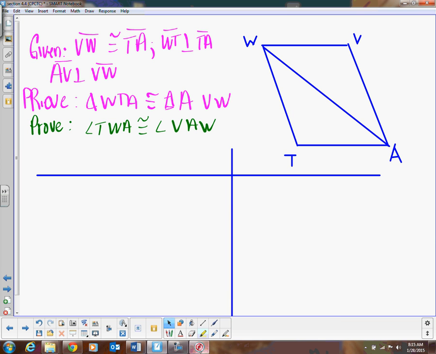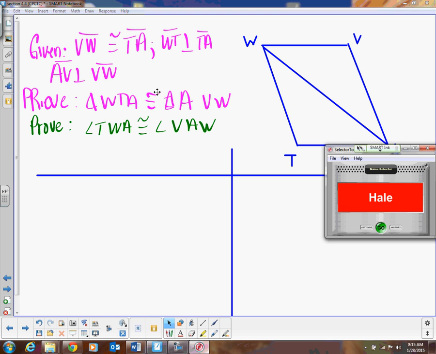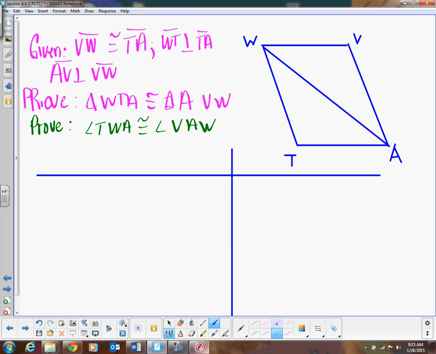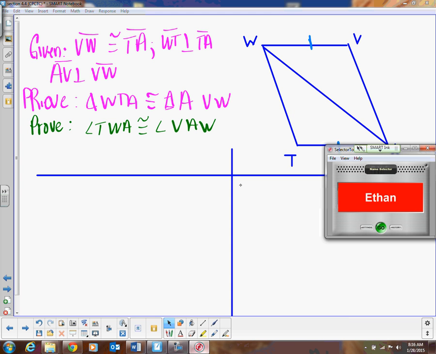All right. Yes, to do the green, you must do the pink, but they will not tell you the pink tonight. All right, so I need to know, Ethan, where do you want to begin with what we've been given? VW is congruent to TA, so we've marked those. All right, so what are we going to do next?